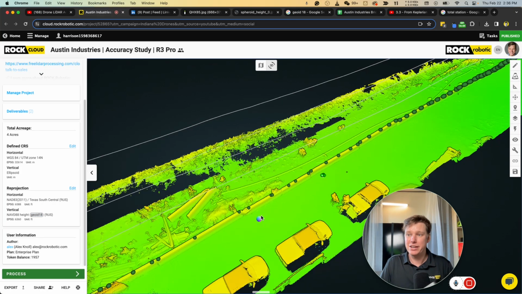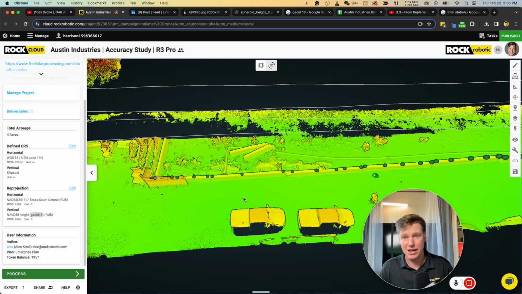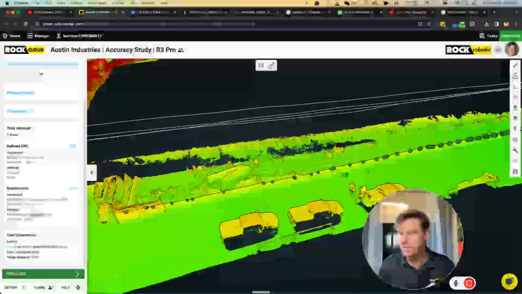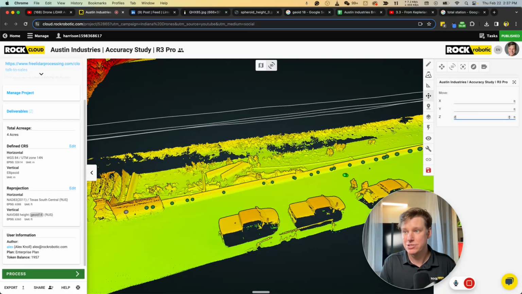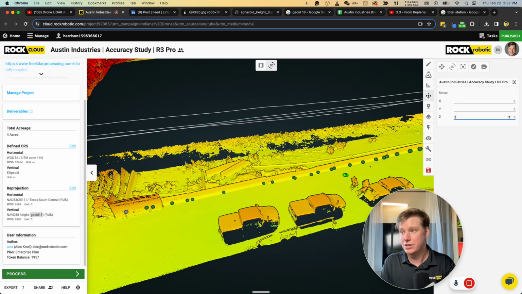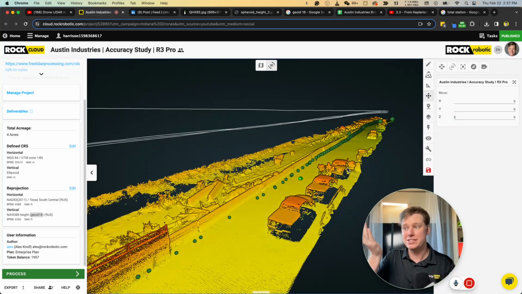Long story short, what we did on this data set is we had those control points and we projected it into the North America Vertical Datum of 1988, using the geoid 18, and we applied a constant offset in order to match that one point. So let me show you. I can actually just come up by 2 feet, 3 feet, 5 feet. So you can see a constant offset is going on here. This is just constantly lifting the whole data set up.